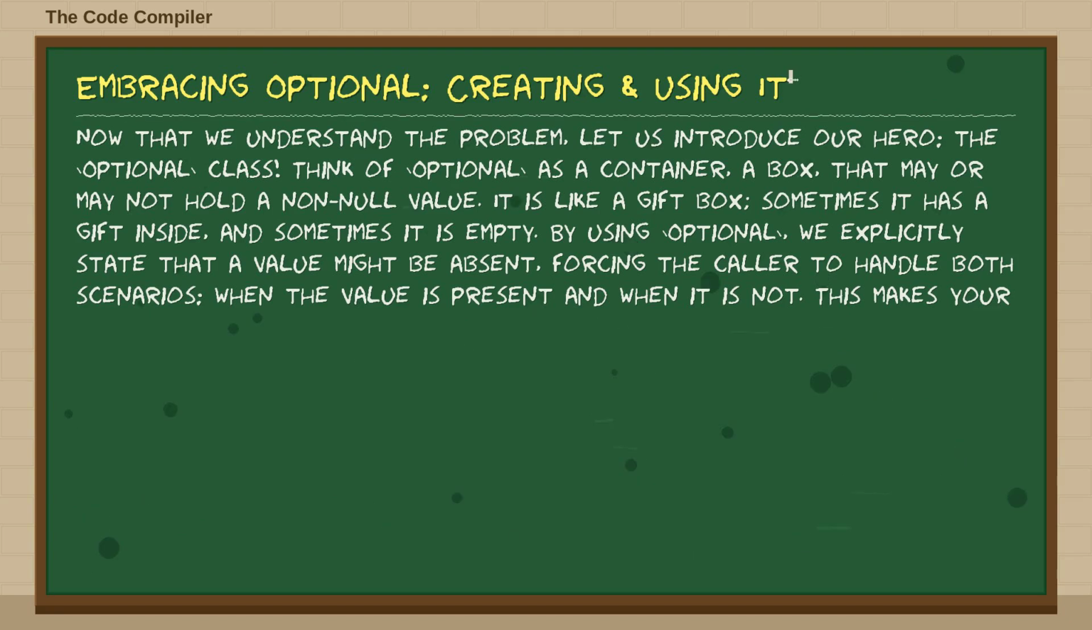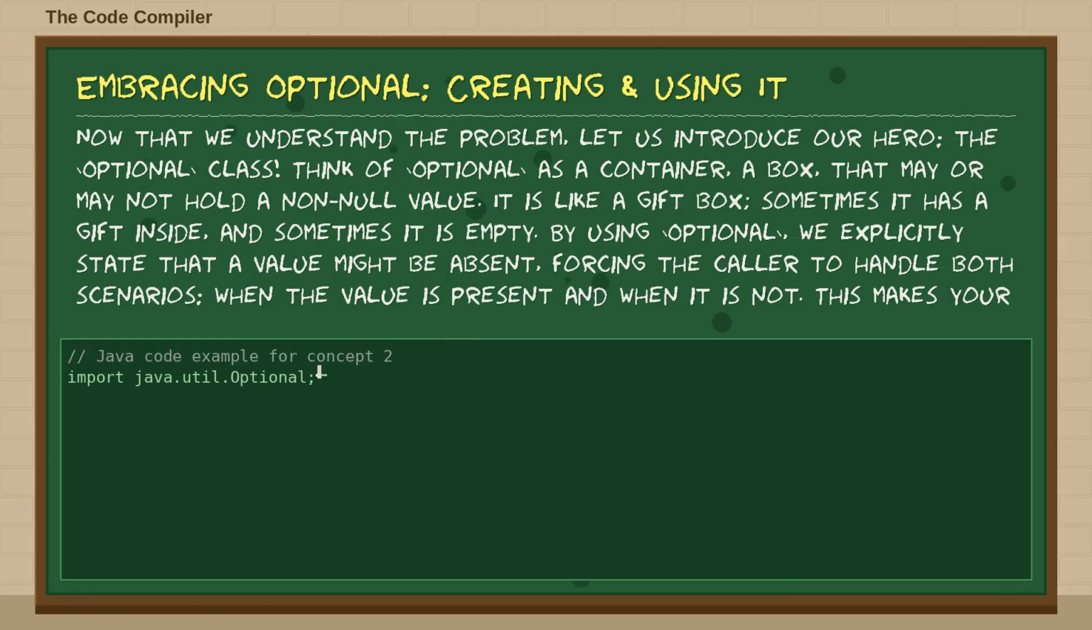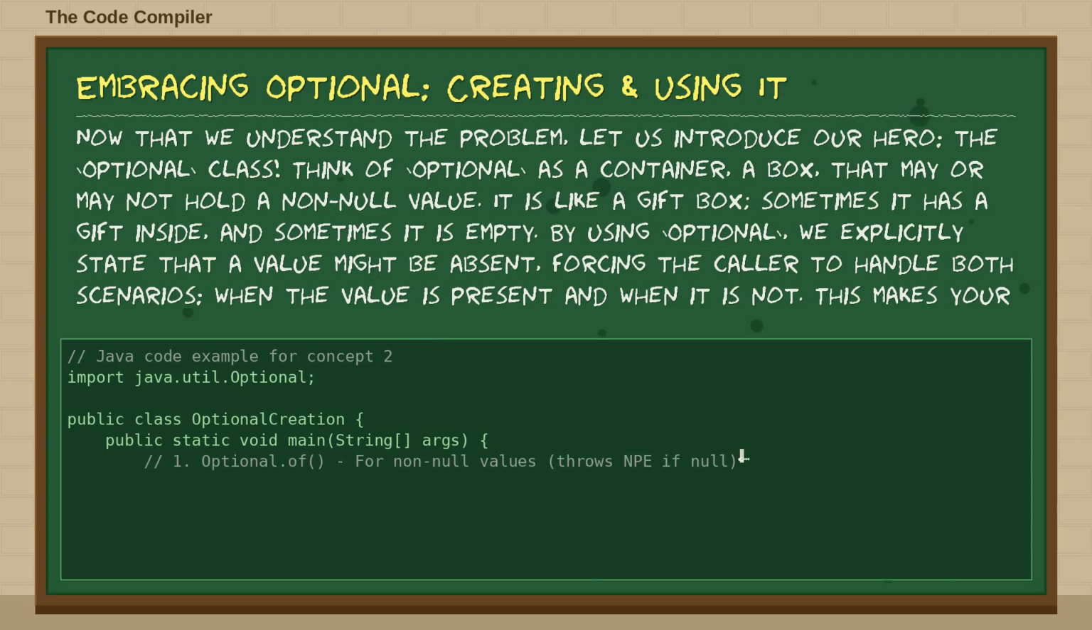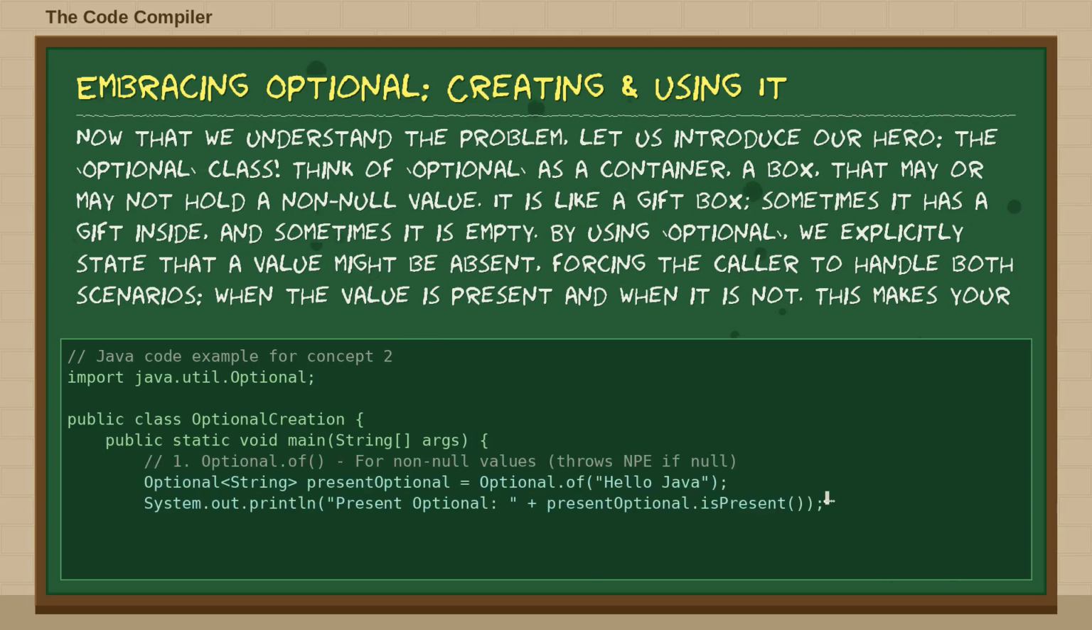There are three main ways to create an Optional instance: Optional.of for a non-null value, Optional.ofNullable for a value that might be null, and Optional.empty for an explicitly empty Optional. Remember, Optional.of will throw a NullPointerException if you pass a null value, so use it carefully when you are absolutely sure the value is not null.